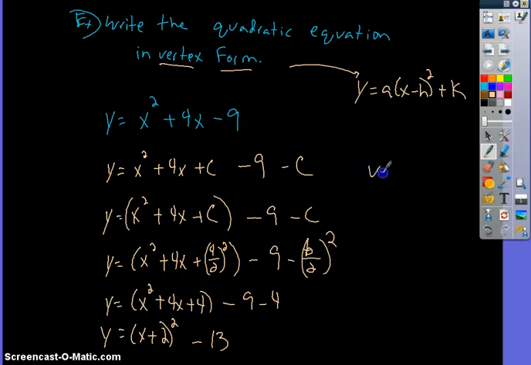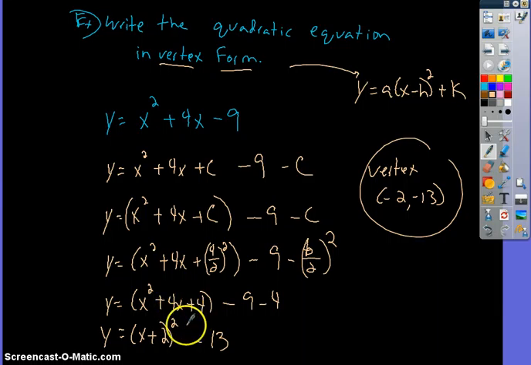I can see my vertex. I know my vertex has to be negative 2, negative 13. I can clearly see that by looking at the equation. And again, you should recognize that factor to be x plus 2 squared. But anyways, that's how it's useful. I want to give you another example, but I'll give it to you in class tomorrow. Good luck. That's all I have.